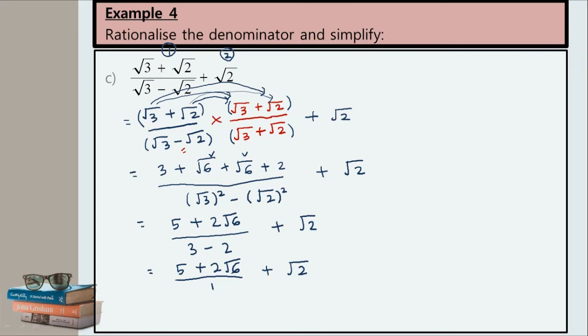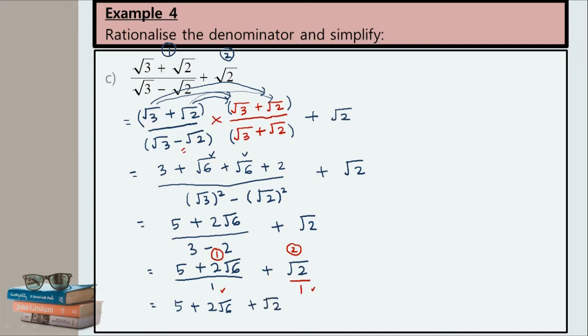Okay, surd 2, actually it is over 1. If we have 2 terms plus, actually kita kena samakan pembawah. Kita kena make the denominator equal first. But since the denominator of the first term is 1 and the denominator of the second term is also 1, so dah sama. Jadi kita boleh skip lah step untuk kita samakan pembawah, since dia punya denominator both sama. So now we will have 5 plus 2 surd 6 plus surd 2.